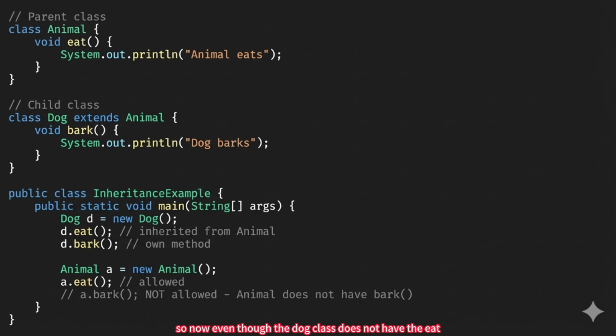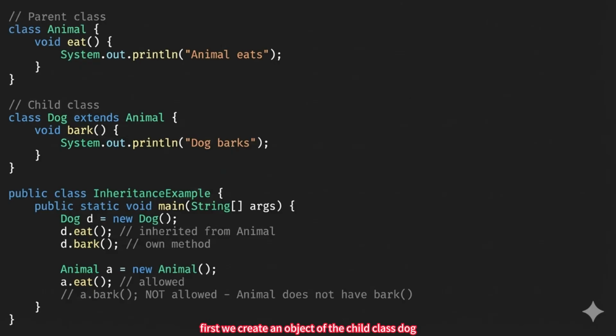So now, even though the dog class does not have the eat method written inside it, it can still use the eat method because it is inherited from the animal class. The dog class also has its own method called bark, which prints dog barks. Now let us understand the main function.